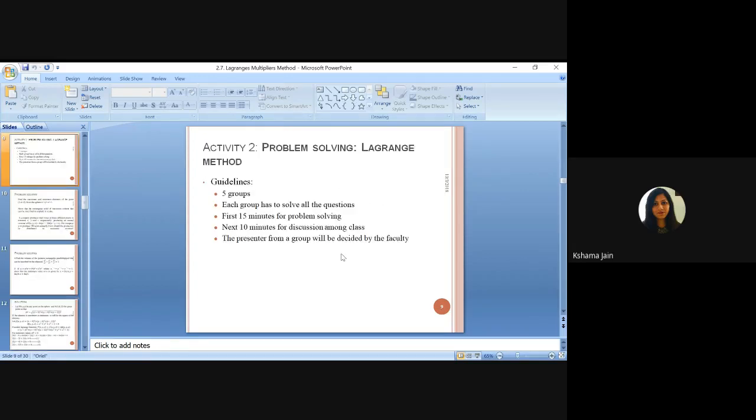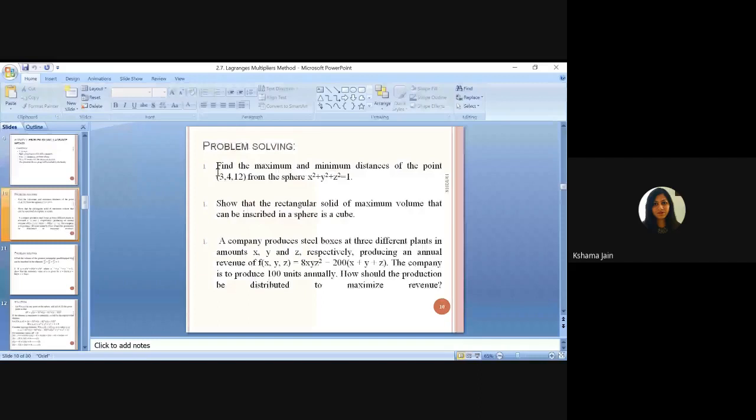So like this, find the maxima and minima of the distance of the point 3, 4, 12 from the sphere, this. So all of you should know the formula of the distance. Suppose a point x, y, z is there, and its distance from 3, 4, 12 will be the square root of (x minus 3) whole square plus (y minus 4) whole square plus (12 minus z) whole square. Okay, like this, you are supposed to write down the distance. That will be our one function. Another condition is given this. So the complete f will be this plus lambda times this.